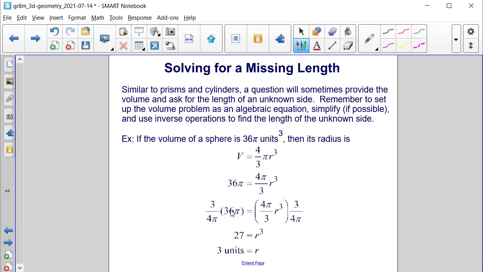And when we do that, on the left-hand side, this 36 pi is over 1. So we actually have pi values that cancel each other out. So we're doing 3/4 of 36, which is 27, to get what the radius cubed is. And then if we cube root both sides, we find that the radius is equal to the cube root of 27, which is 3. So the radius is 3 units long.